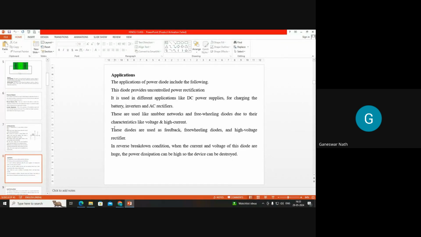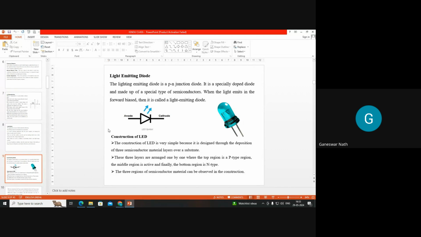Now I'm coming to the light emitting diode. So what is a light emitting diode? It is also a special case of the general diode. The name signifies that this diode emits light when it is activated. The light emitting diode is a simple PN junction diode. It is a specially doped diode made of a special type of semiconductor. When it emits light in the forward bias, it is called a light emitting diode.